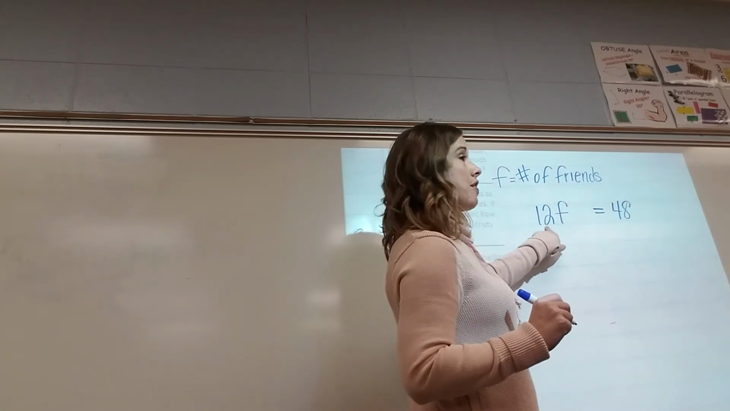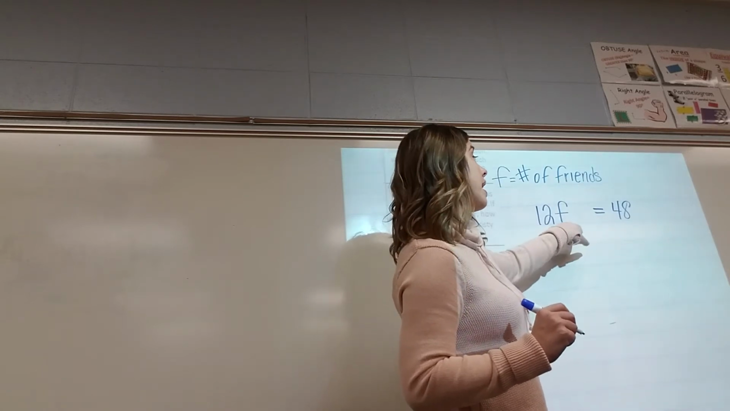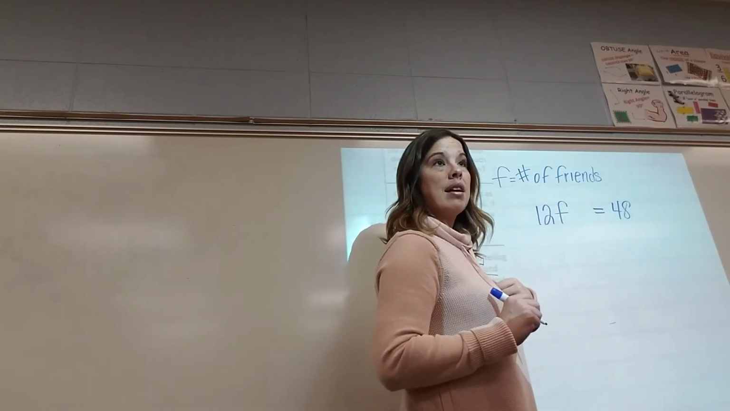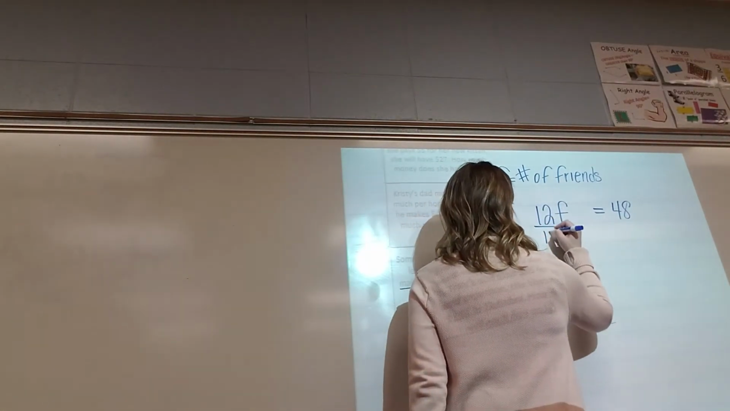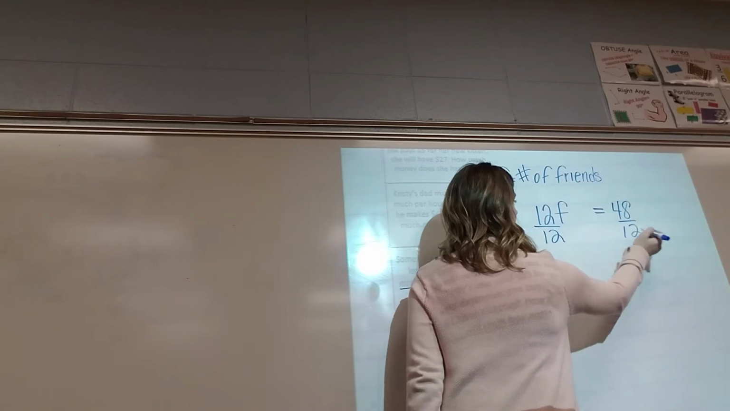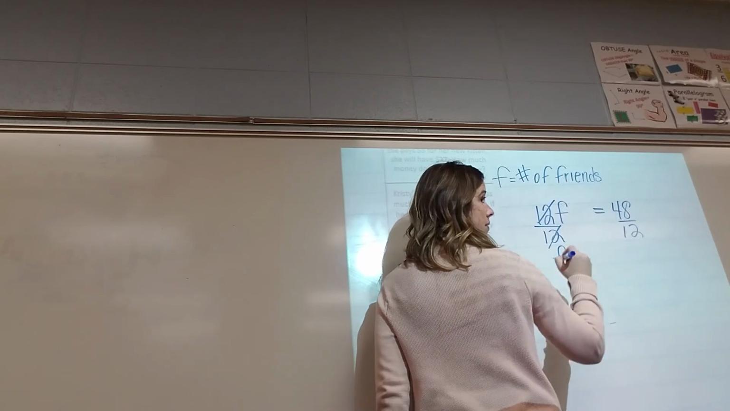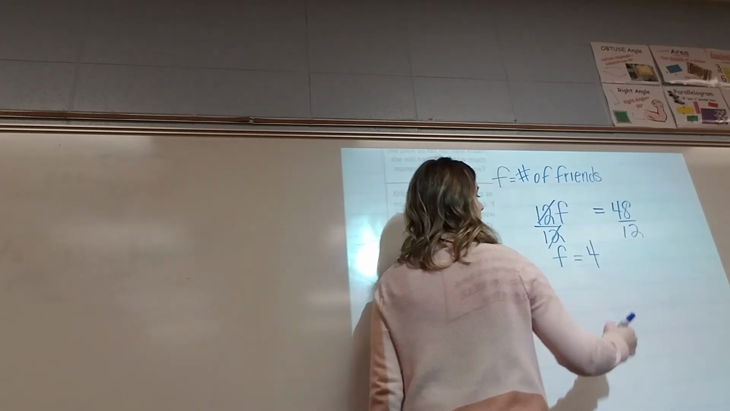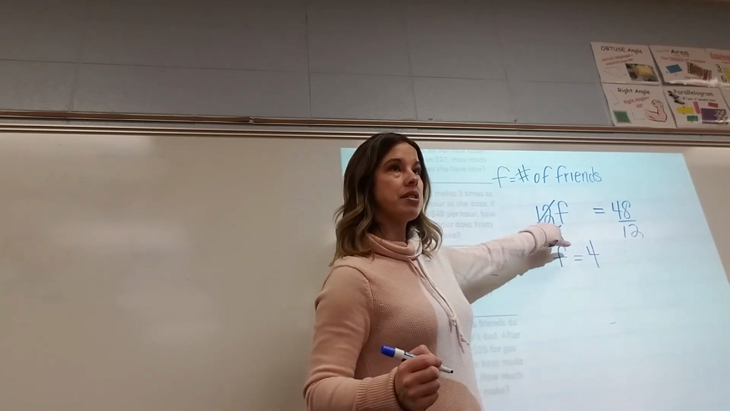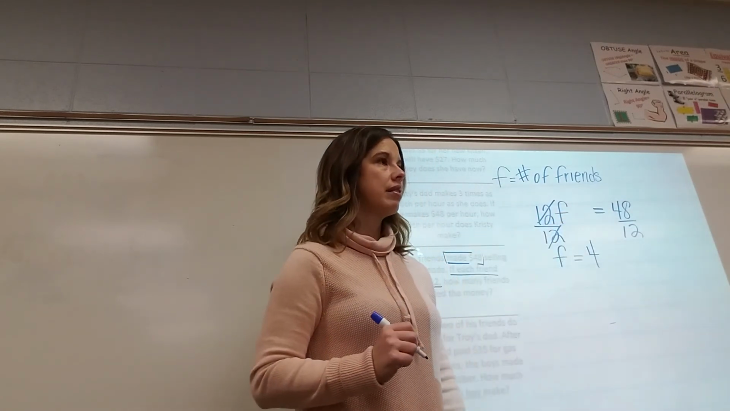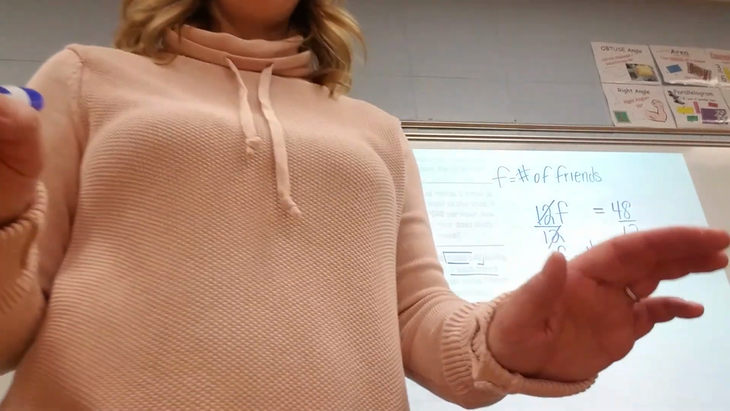So each friend made $12, so you're going to take $12 times each friend, and all together they made 48. What do I do to each side to solve this? Divide by 12. Good. Divide each side by 12. Cancel those out. So F, 48 divided by 12 is 4. There were 4 friends. They each made $12 apiece for a total of $48. Got it? All right, I want you to try the last one all by yourself.